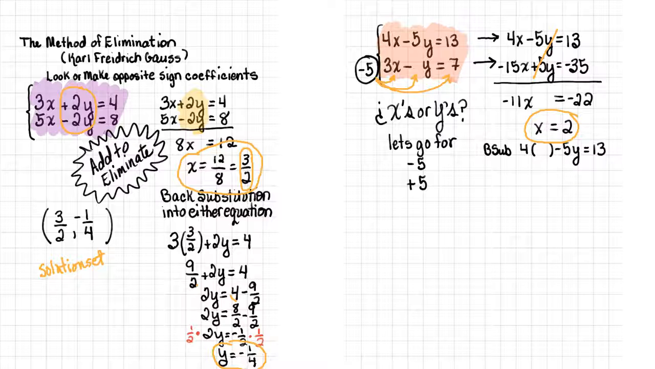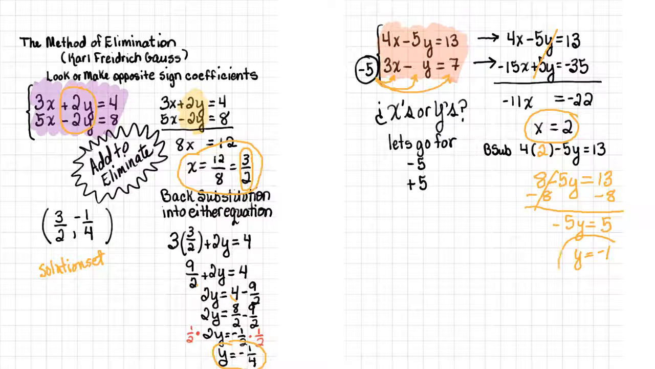Now we're going to back substitute the 2 back inside here. And we get 8 minus 5y. This is just solving for a variable. You just have to do it twice. And I'm going to subtract 8 on both sides here. And we get a negative 5y equals a positive 5. So y equals a negative 1.